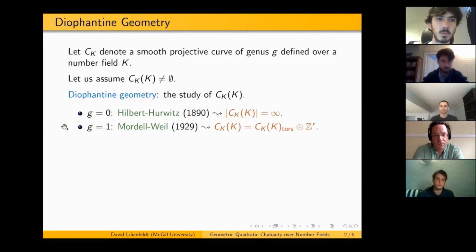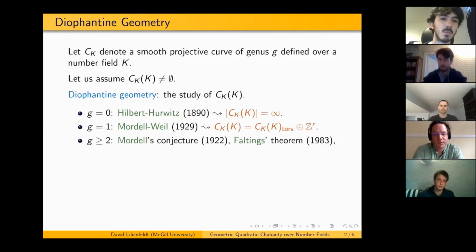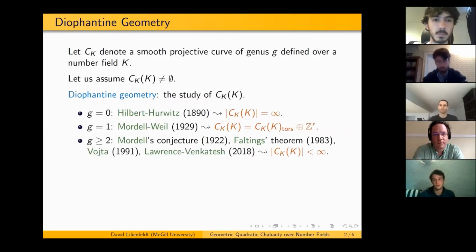And finally, the third category of curves are higher genus curves, so curves whose genus is greater or equal to 2. It originated with a conjecture by Mordell, and finally was proved by Faltings in '83. They showed that in this case, the set of rational points is finite. Subsequently, there were more recent proofs, one by Vojta and a very recent one by Lawrence and Venkatesh.